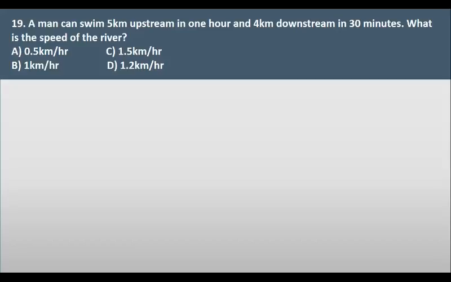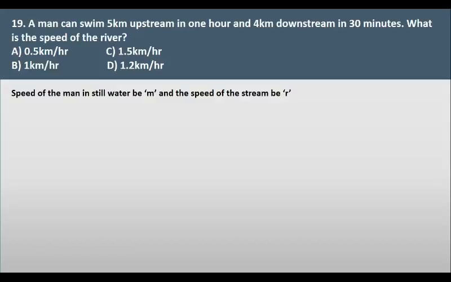This is one of the boats and streams problems. Let's see how is the approach to solve it. We're given that a man swims upstream 5 km in 1 hour while downstream 4 km in 30 minutes. We need to find the speed of the stream. So let us assume that the speed of the man in still water is m and the speed of the river or the stream is r.